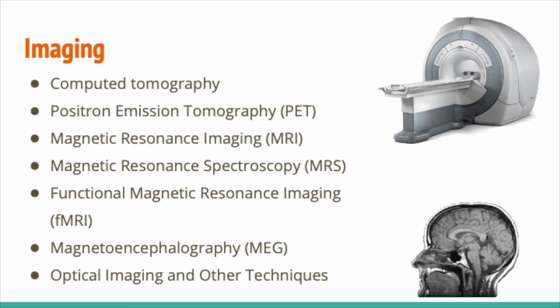Now we're going to step away from electrophysiology and move on to imaging. There are 7 main types of imaging machines that we use, and I will go over each of them individually.